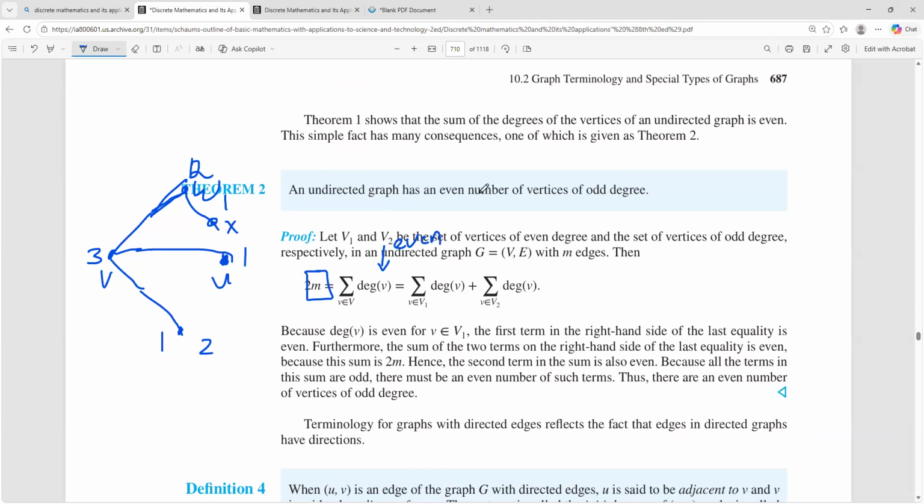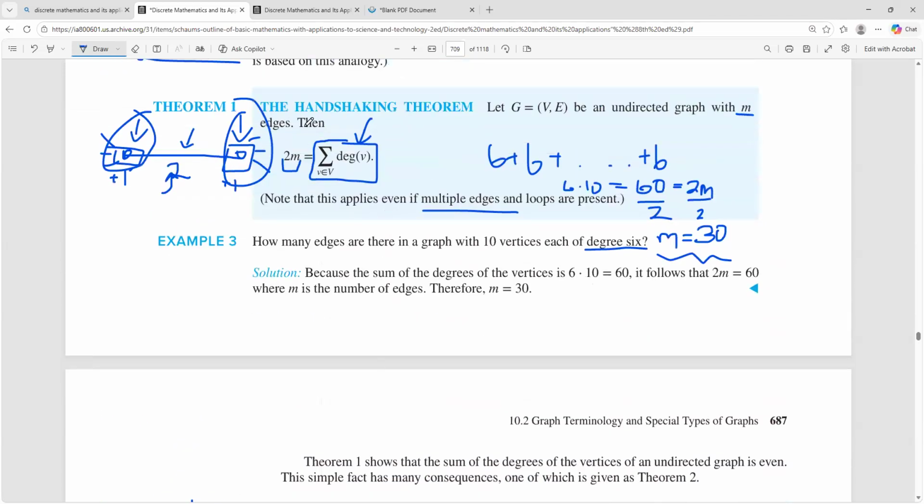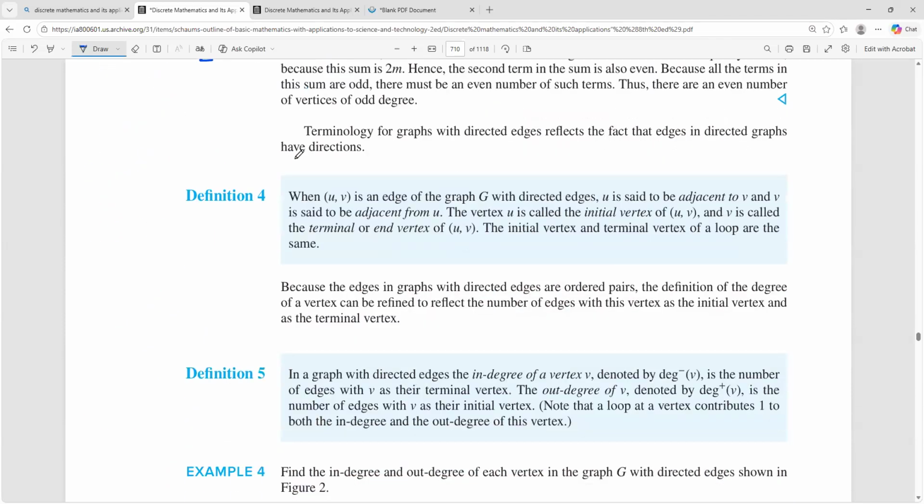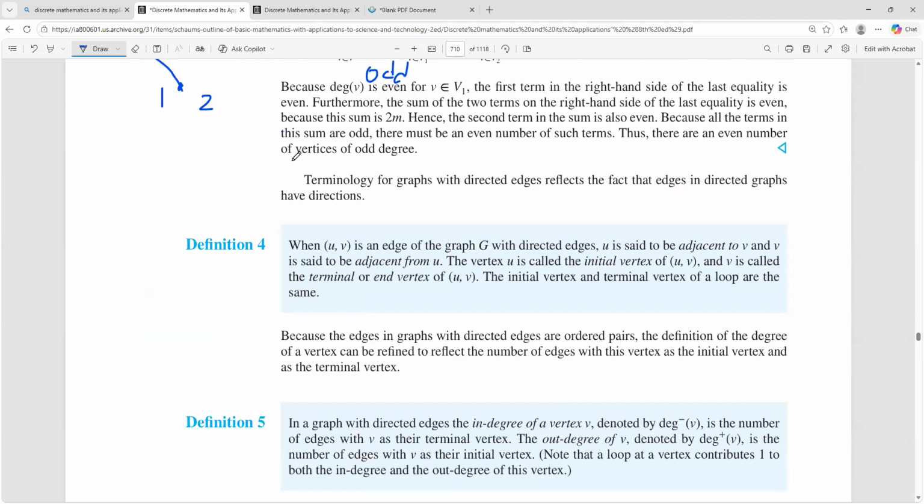And if that's the case, if I have an odd number of vertices of odd degree, then the sum will be odd. Well, that's a contradiction because we know from the handshaking theorem that the sum of all degrees in a graph has to be even. Or more specifically, 2 times the number of edges, which is always even. Okay, is everyone okay with that? Any questions about this?